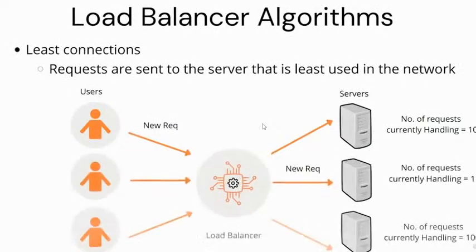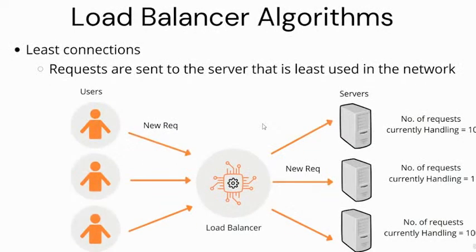The third algorithm that we have is known as least connections. In this scenario, incoming requests are sent to the server that has the least number of connections. Let's say server 1 is handling 10 requests, also known as connections. Server 2 is handling 1 request, and server 3 is handling 1000 requests.